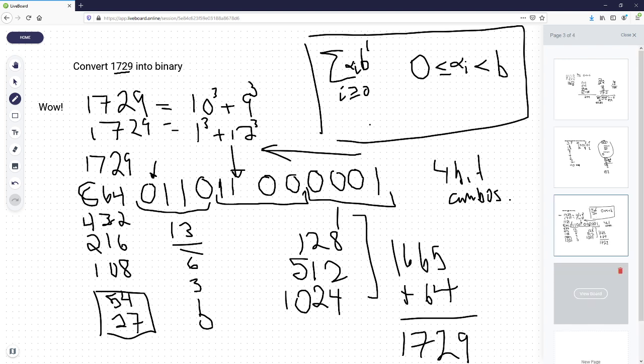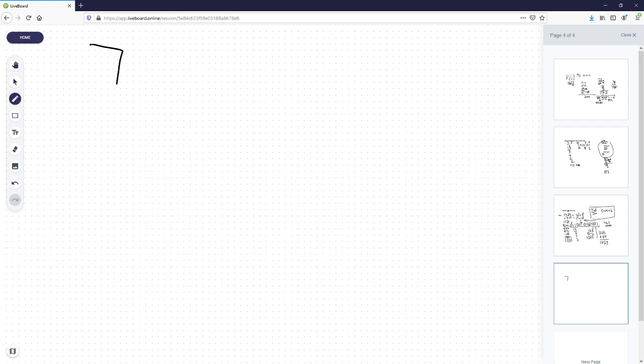Cool. Let's do it again. Let's say that we want to convert. Let's not do a number with 7. Let's do 8,315. And let's convert this into binary.